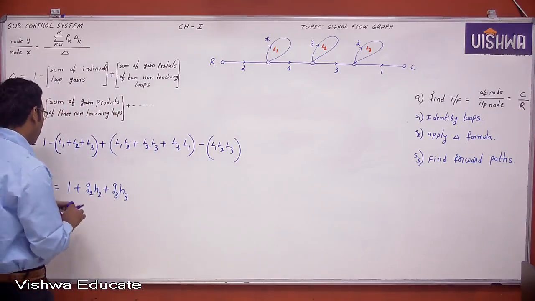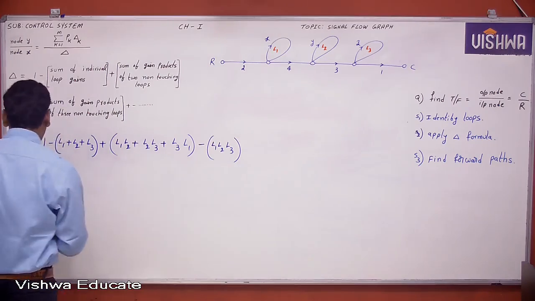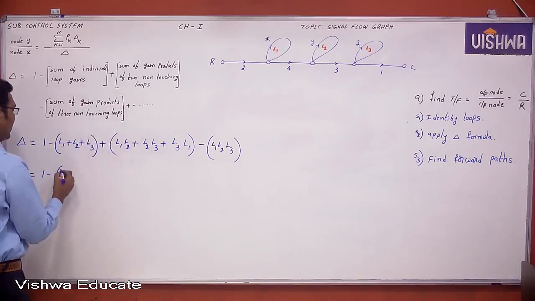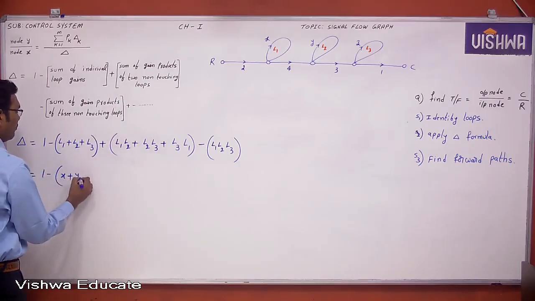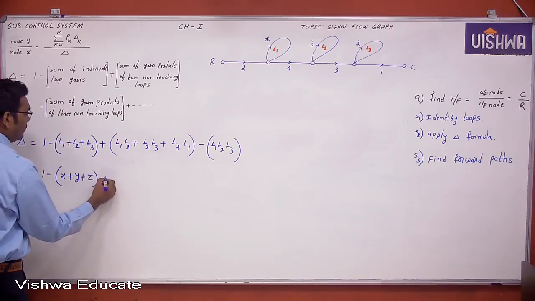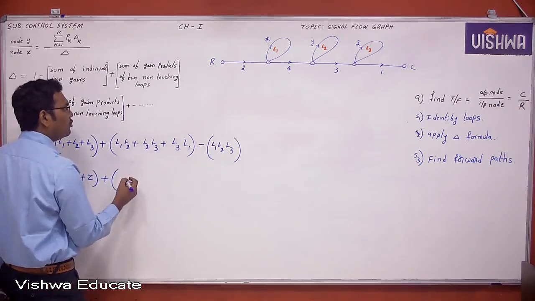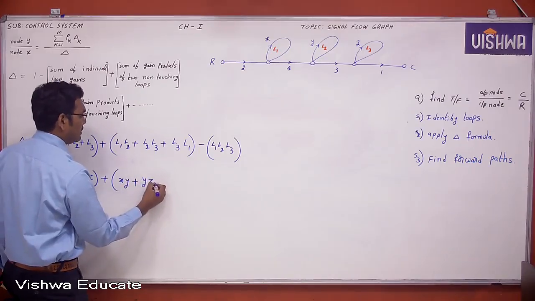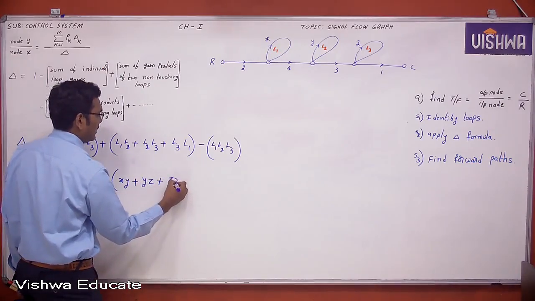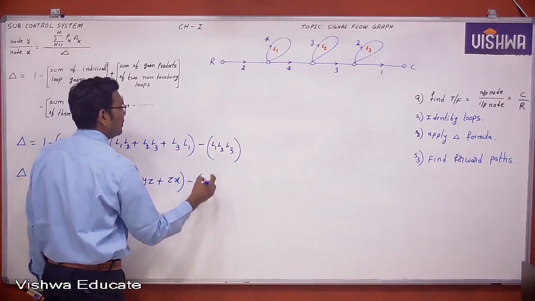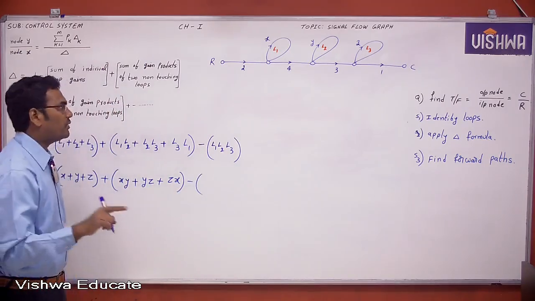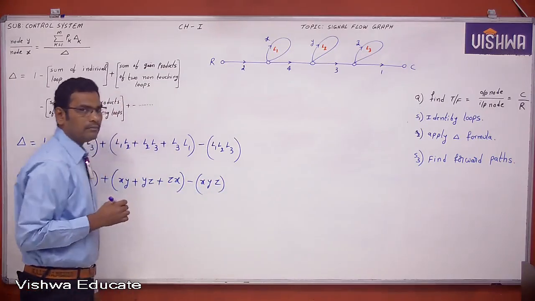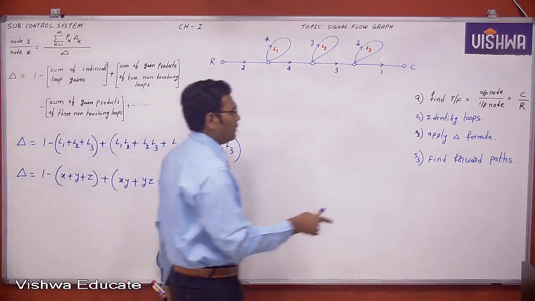Now you first find delta. What is delta? Delta is 1 minus the sum of loop gains x plus y plus z, plus the sum of gain products of two non-touching loops xy plus yz plus zx, minus the gain products of three non-touching loops xyz. This is delta. Okay, delta is completed.